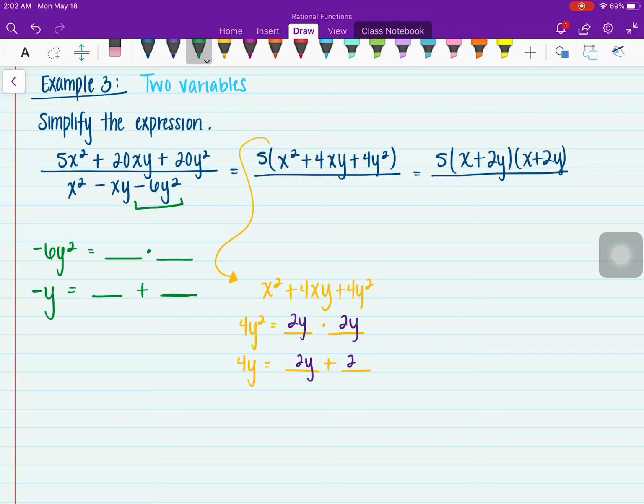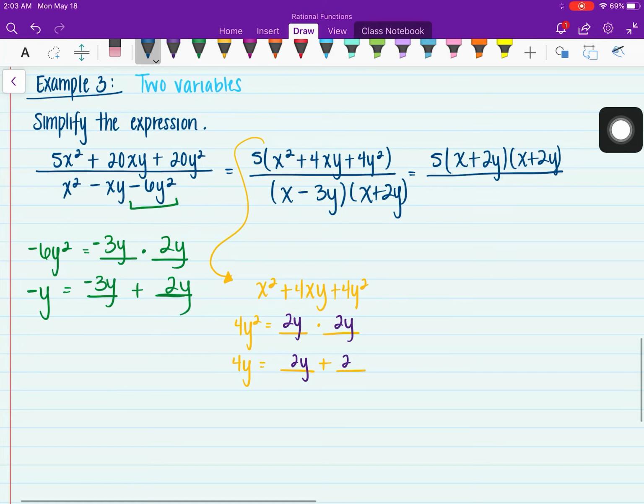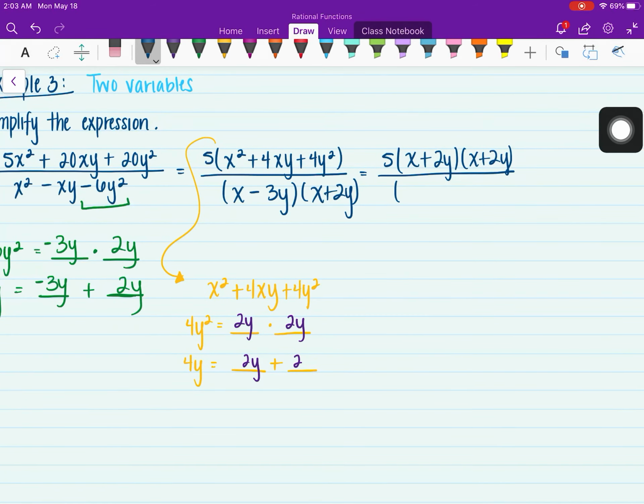Two factors of 6 would be 3 and 2, so I could do 3y and 2y. Based on my middle term, since that's negative, the larger of my factors should be negative. If I add negative 3y and a 2y, I should get a negative y as an answer. So I'll rewrite this over here, and we have x minus 3y times x plus 2y. I'll write it at the end where we have both of them factored already.